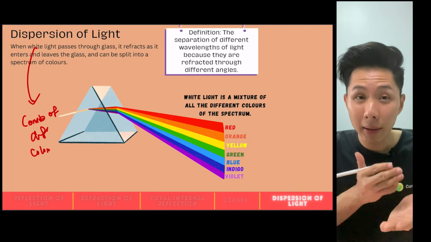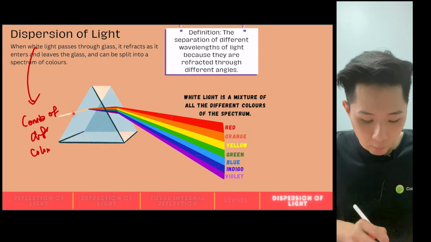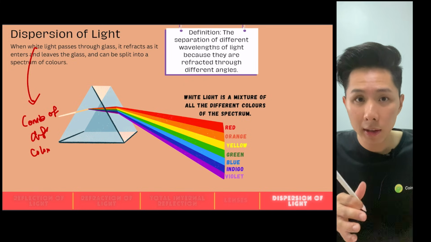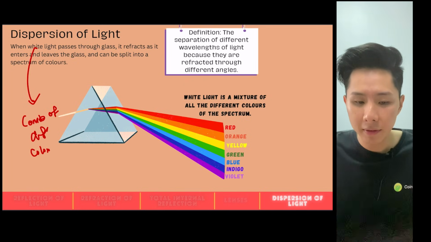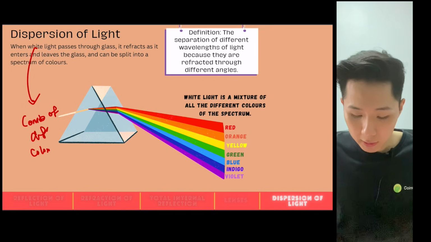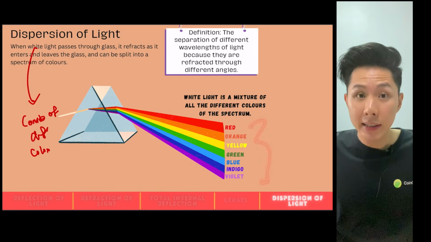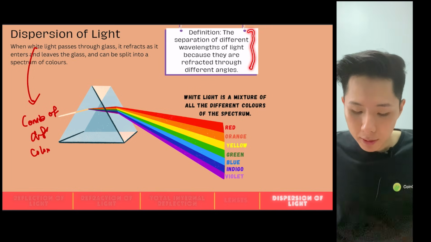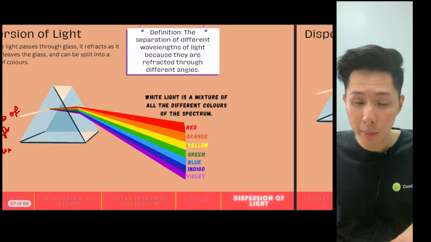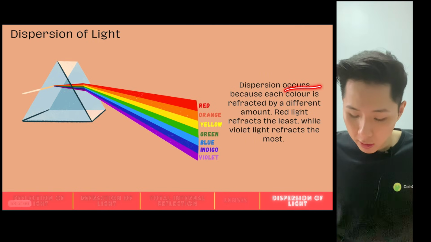That's why when you emit white light to a prism and refraction occurs, because different colors refract differently, they refract at a different degree. Therefore, you can see this beautiful mixture of colors. And that's basically dispersion. This separates different wavelengths of light because they are refracted through different angles. So these are the 7 colors, which are also the colors of rainbows. And dispersion occurs because each color is refracted by a different amount.